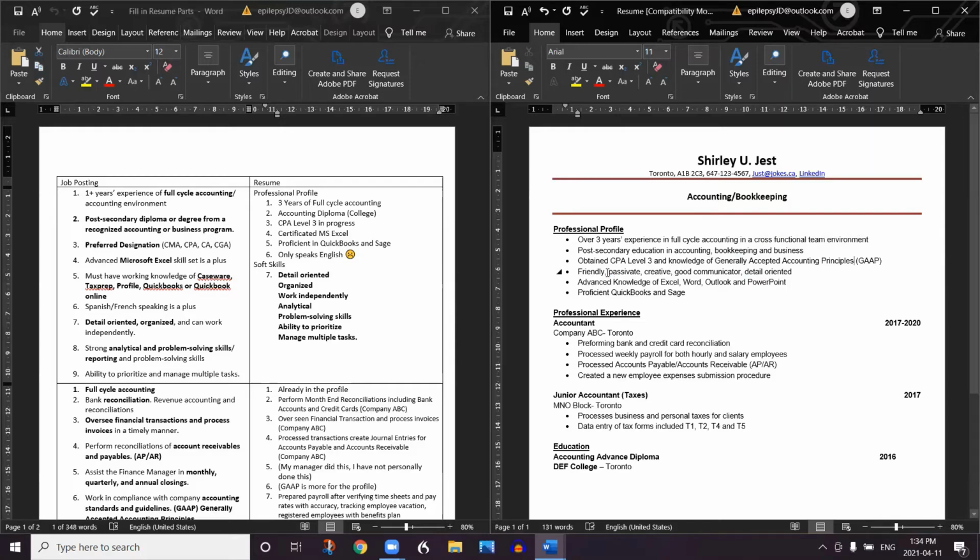Okay, now soft skills. We got a soft skills list here. Friendly, passive, I think that was supposed to be passionate, creative, good communicator, detail oriented. So some of these are good and some of them are not appropriate. So friendly is nice, but that's something that comes out more during an interview. So we're going to take that one out. Everyone's passionate about something, so we're going to take that out. Creative, we're going to take out. Creativity is not generally something that goes well with accounting.